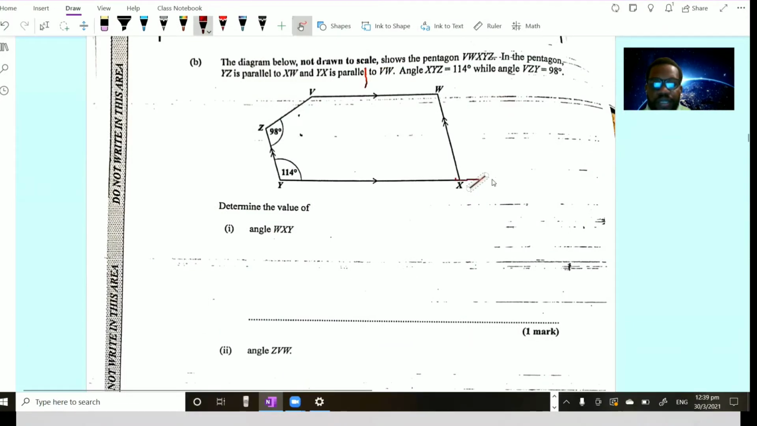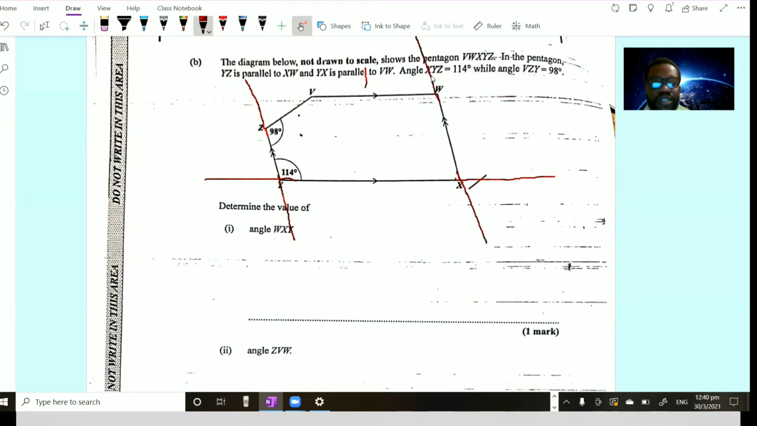I'm going to extend this line outwards. If you want, you can extend this line. You can extend this line. You can extend this line right here. You can extend that line. You can extend this line. Now, what's the reason for extending these lines?